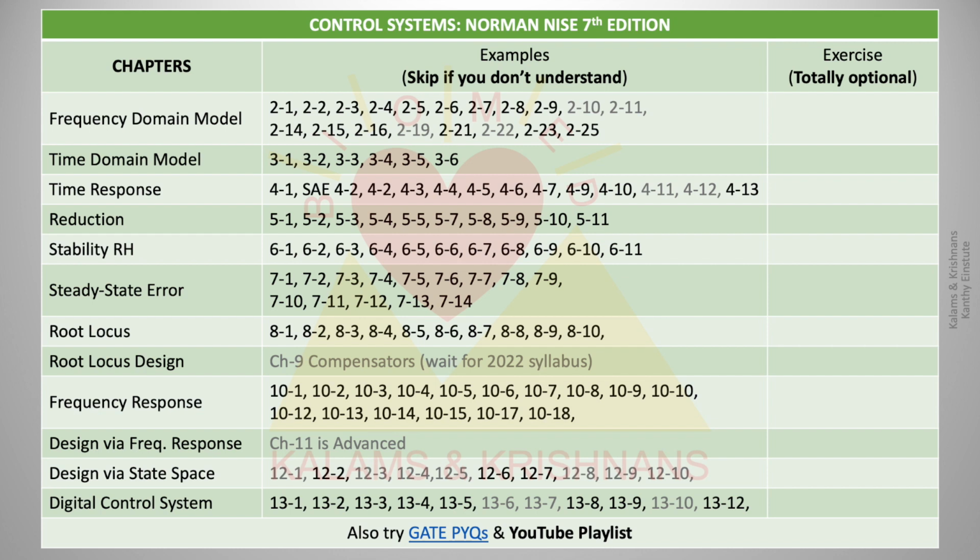So going through this book should pretty much cover almost everything in control systems, certainly those useful for GATE. There are some chapters which are slightly advanced and design oriented. You can actually afford to skip them and still score a lot in control systems. In addition to this, we also have a nice curated playlist and we have a lot of GATE PYQs.